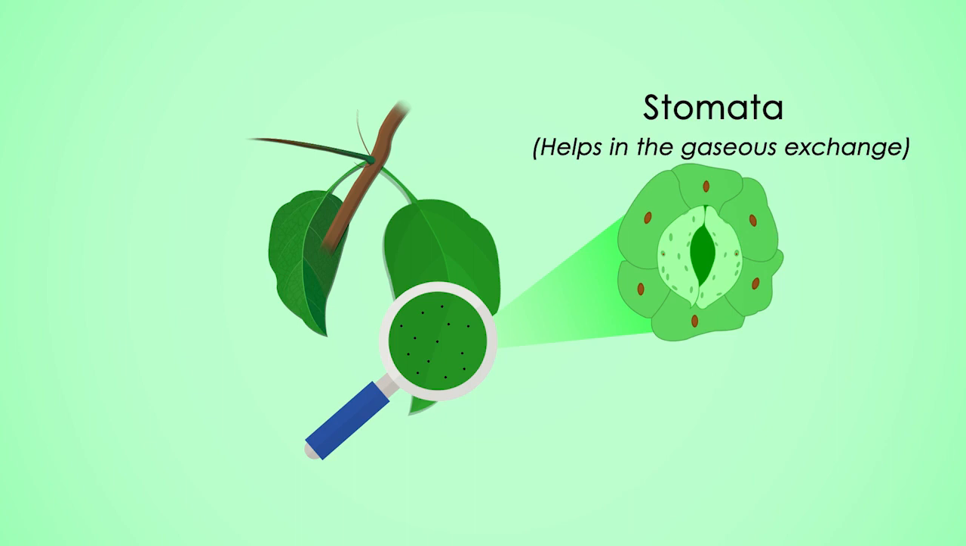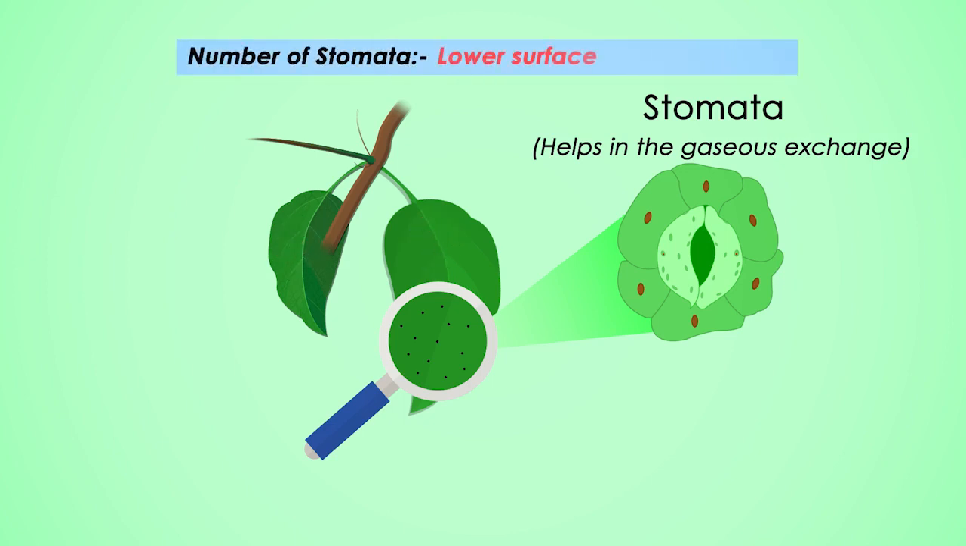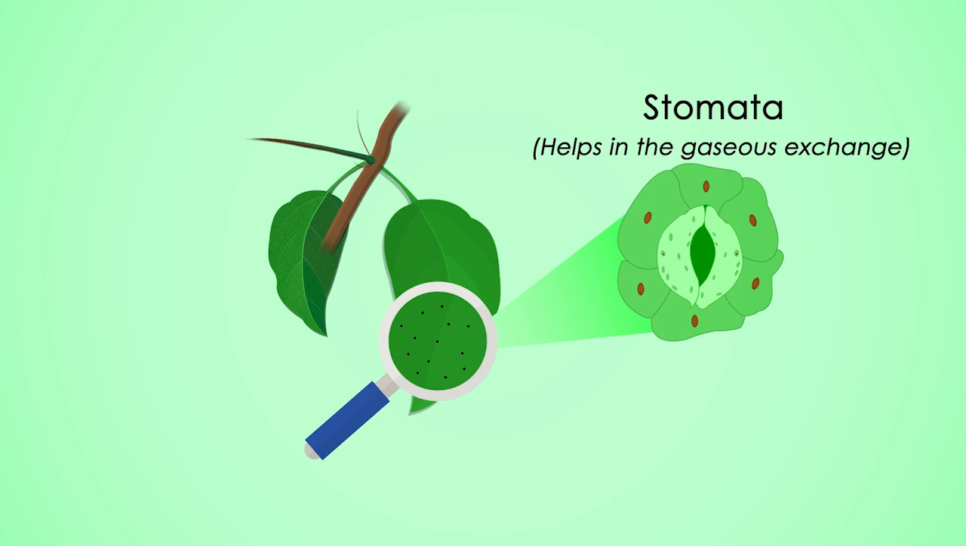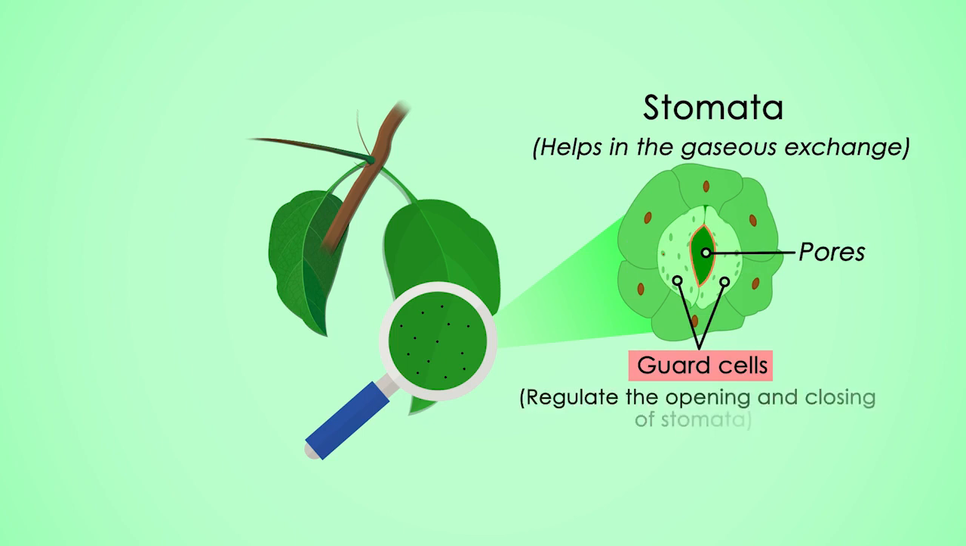Do both the upper and lower surfaces have the same number of stomata? No, they don't. The number of stomata on the lower surface of the leaves is significantly greater than the number present on the upper surface. Now tell me, are these stomata only pores, or do they have a specific structure? Stomata are pores, but they are guarded by cells called guard cells. These guard cells regulate the opening and closing of the stomata.